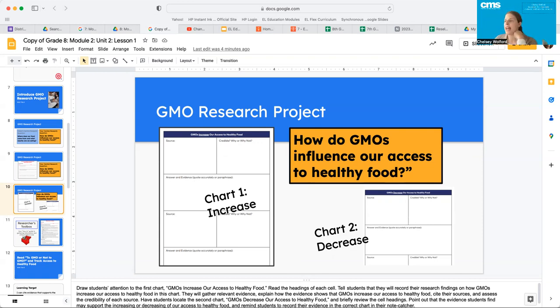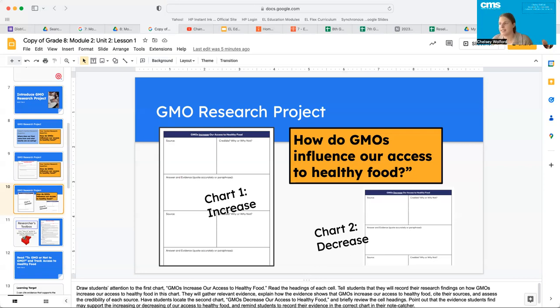So answer and evidence. That's going to look different for all of you, right? So how did this article show that GMOs increase our access to healthy food? That's going to look different for each of you, okay? I want to give you a few examples from the text.